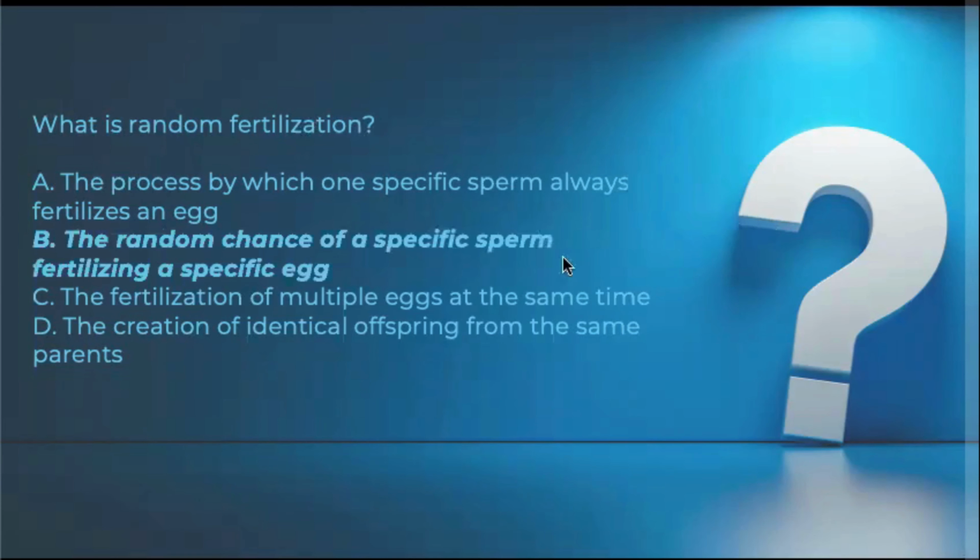So random fertilization is best chosen by B, which is a random chance of a specific sperm fertilizing a specific egg. Remember, you're not always going to fertilize an egg with one specific sperm. There are a ton of sperm that come from one individual. And then answer choice C is not best because you don't have multiple eggs; it's one egg that's usually competing for multiple sperm. And identical offspring are not random fertilization. Random fertilization is a very specific sperm choosing a very specific egg. So that's the best answer choice.